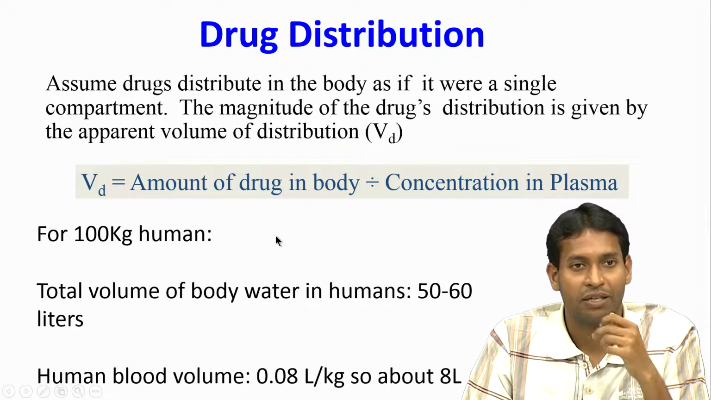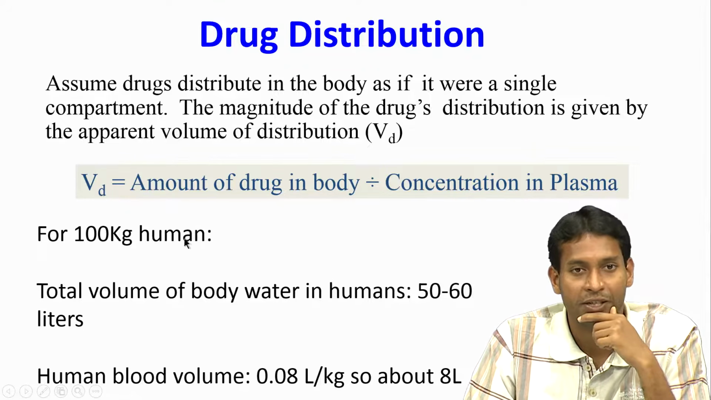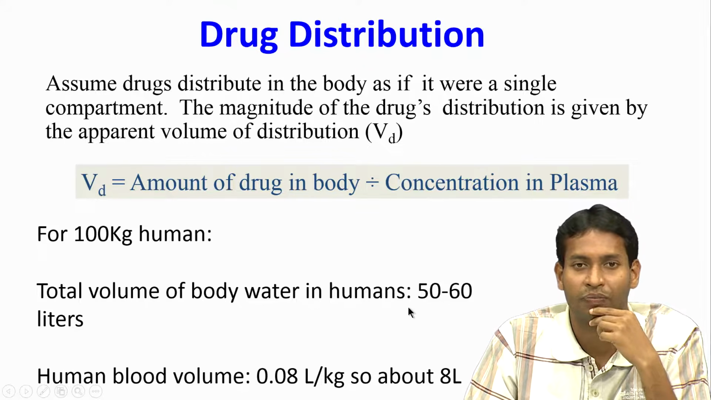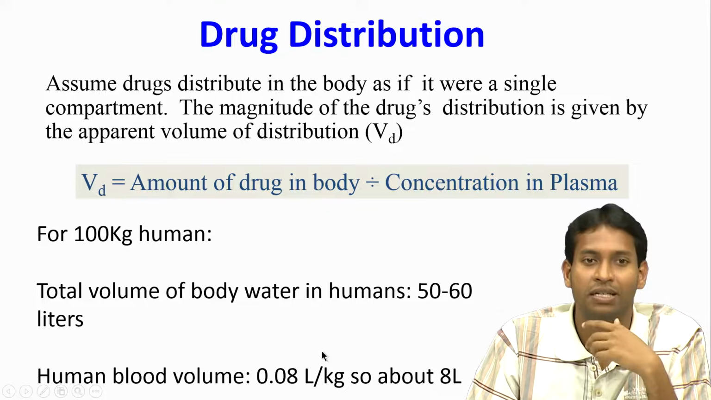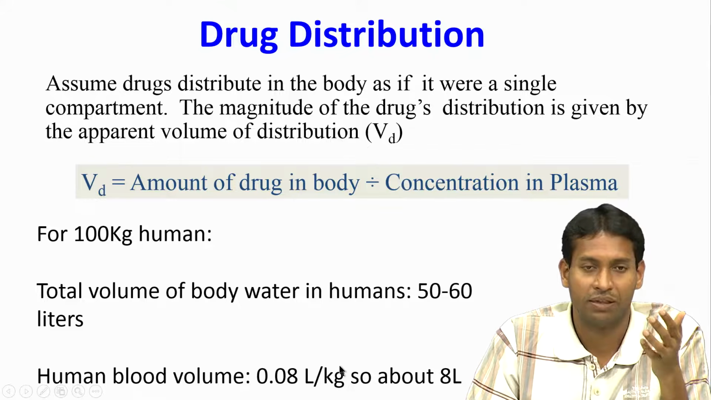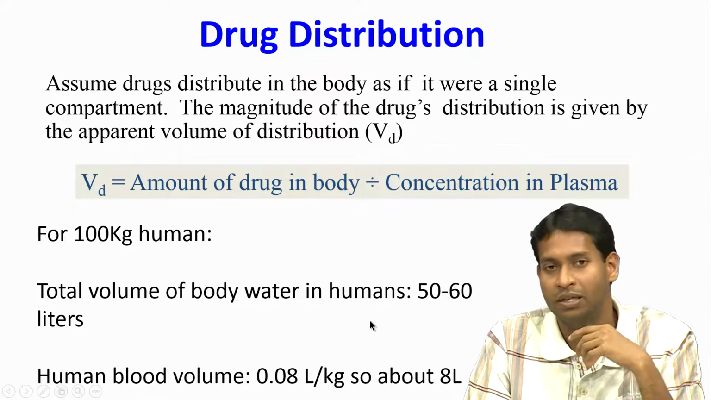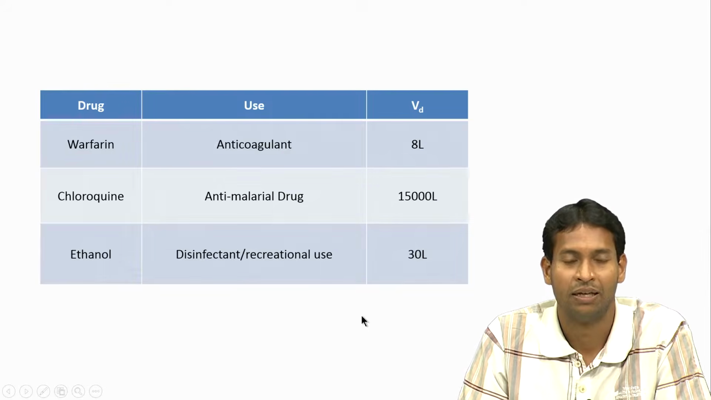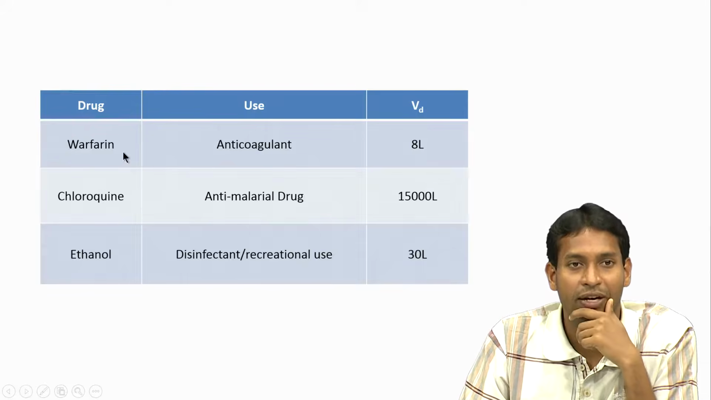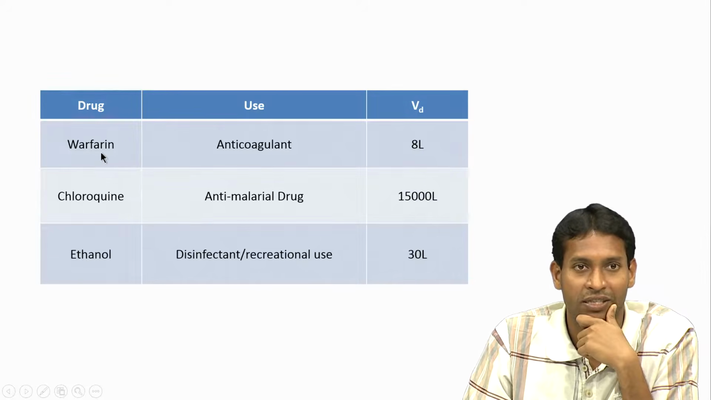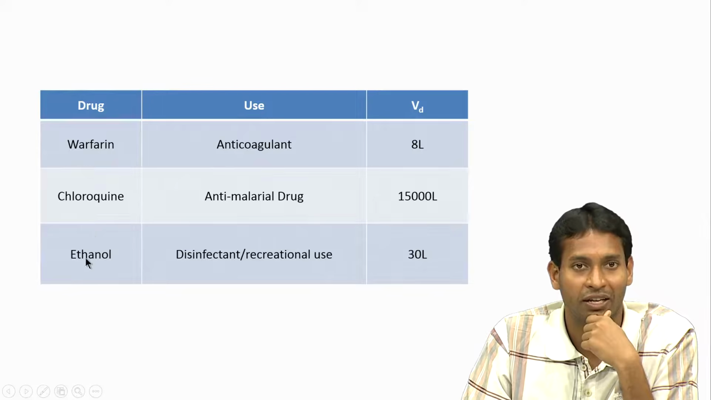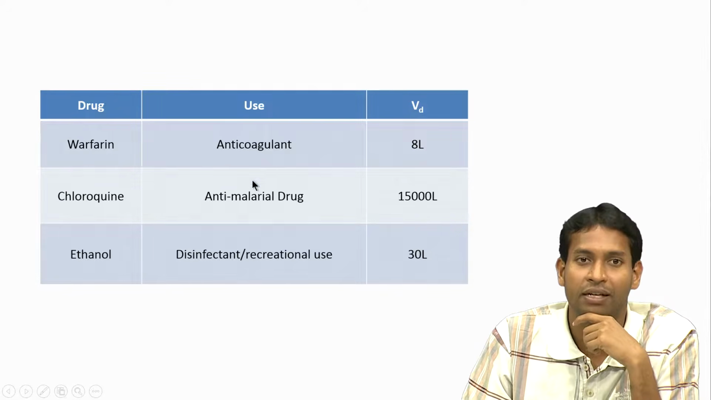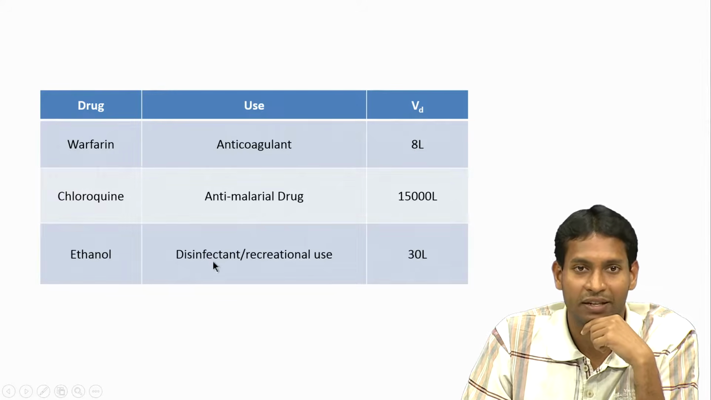So let us do a quick exercise. Let us say for a 100 kg human, we know that the total volume of water in the body is about 50 to 60 liters, and the total blood is about 8 liters. Let us do a quick example. I have these 3 drugs, these are actual values: warfarin, chloroquine and ethanol, and I have listed the uses here. One is an anticoagulant, another is an anti-malaria drug, and another is a disinfectant.